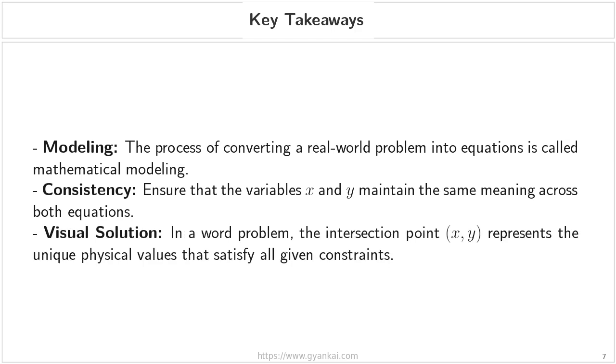Third, remember the meaning of the visual solution. When you look at your graph, the intersection point, which we denote as (X, Y), is not just a random point on the plane. In the context of a word problem, this specific point represents the unique physical values that satisfy all the conditions or constraints provided in the problem.